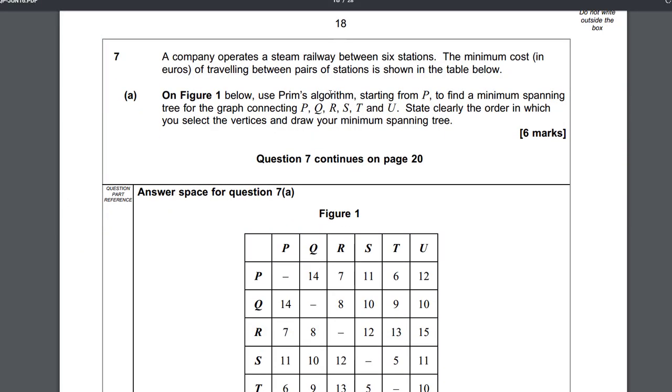In question 7, a company operates a steam railway between 6 stations. The minimum cost in euros of travelling between pairs of stations is shown in the table below. And on figure 1, it asks us to use Prim's algorithm starting from P to find a minimum spanning tree connecting P, Q, R, S, T and U. It says, state clearly the order in which you select the vertices and draw your minimum spanning tree.